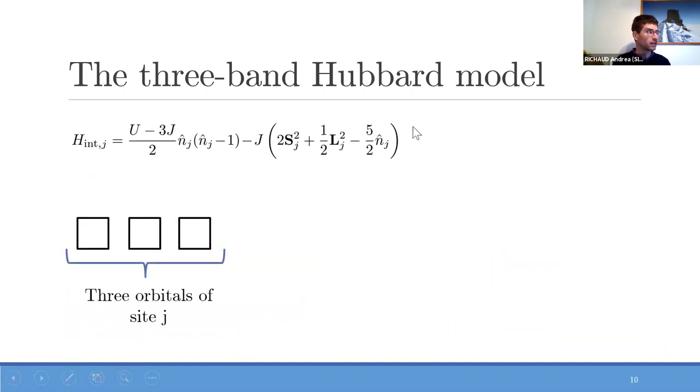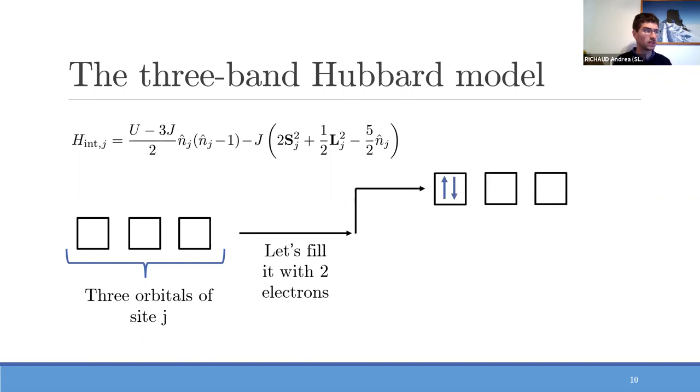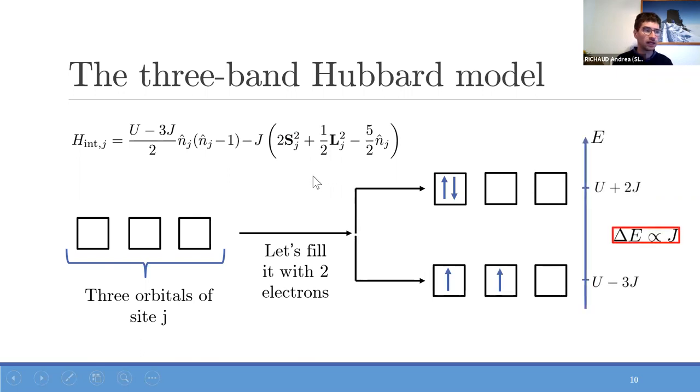Now we see the effect of this local interaction Hamiltonian on the arrangement of electrons in each site. Here we have the three boxes, which are the three orbitals of site j, and we want to fill them with two electrons. There are a lot of ways to do it, and for example, I show two of them. This is one way of doing it, and this is another way. But if you do the math, you will discover that there is an energy gap between them, and the one on the bottom is favored. The energy gap is exactly proportional to J, the Hund's exchange coupling.